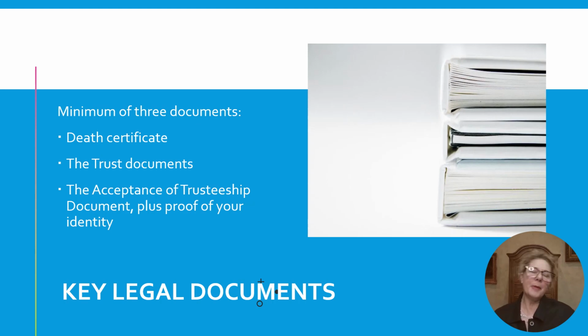You will need a minimum of three documents, and they usually come from the estate attorney. You'll need a death certificate, sometimes an original death certificate, sometimes a copy; the trust documents, which say that the grantor has given you authority to execute the trust; and the acceptance of trusteeship document, plus proof of your identity, where you are officially accepting the trusteeship. And so you are indeed legally in charge of the trust. And you get that from your estate attorney.